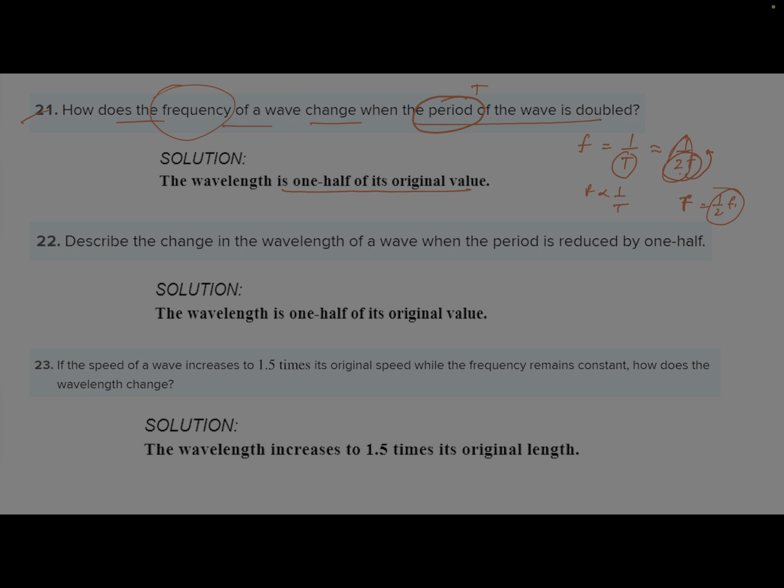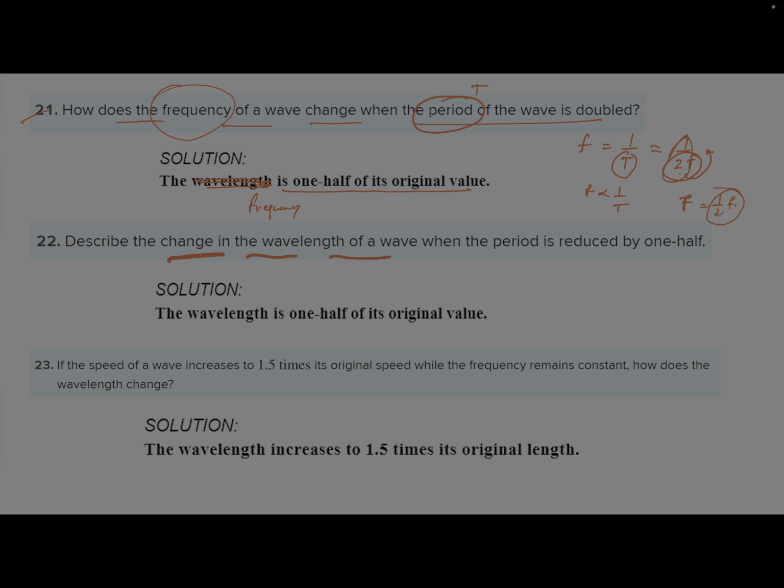So they are asking how does the frequency of the wave change when the period is getting double? So here this is frequency. So frequency is 1/2 of its original value.